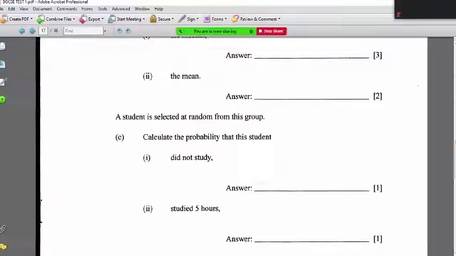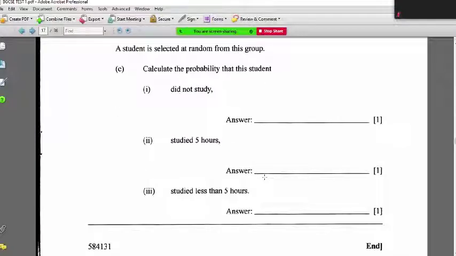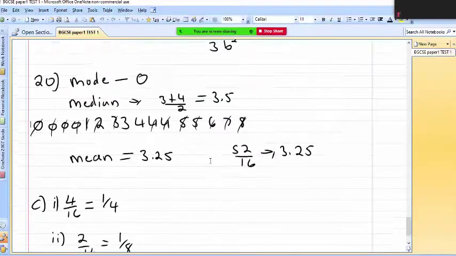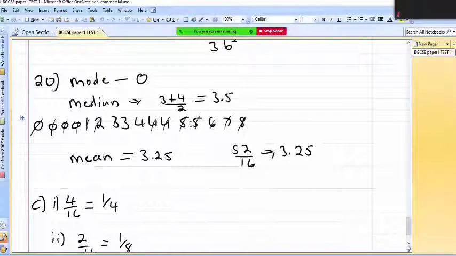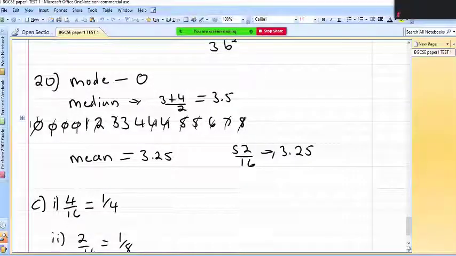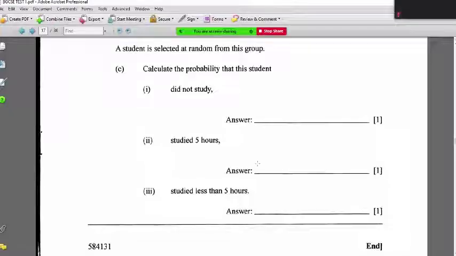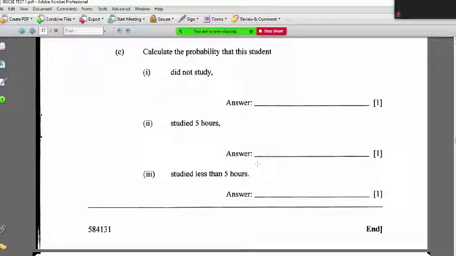And then part C is studied less than 5. So less than 5 will give me how many hours you'll be looking at. Not 5, less than 5. 4, 3, 2, 1, and 0. So we get how many people? 1, 2, 3, 4, 5, 6, 7, 8, 9, 10, 11. So we get 11 out of 16 studied less than 5. Okay, and that's how you solve those problems.